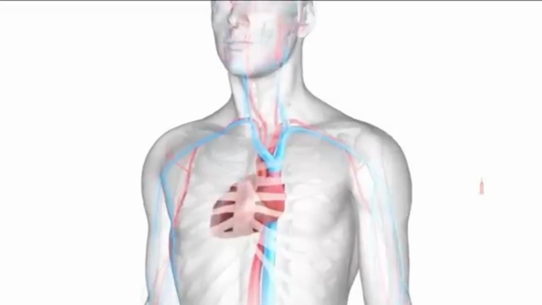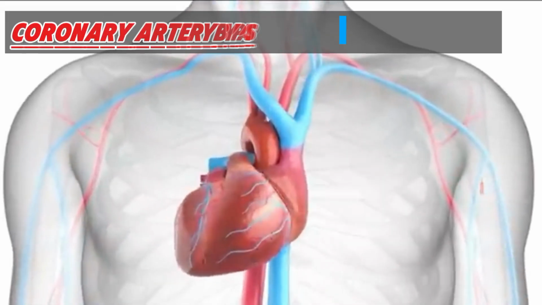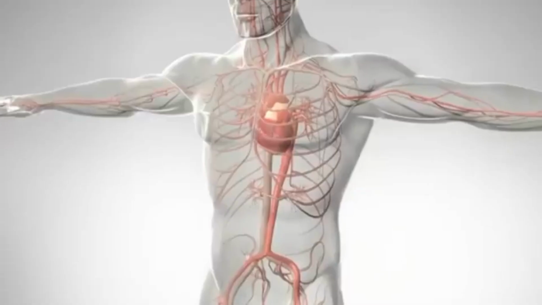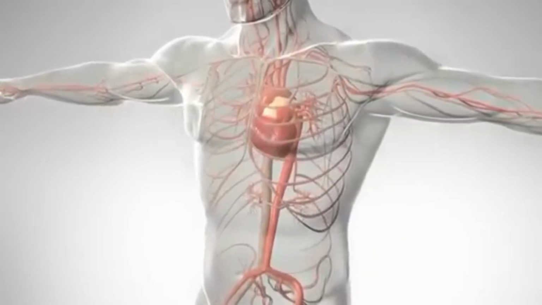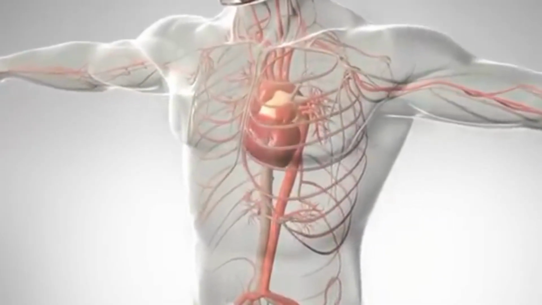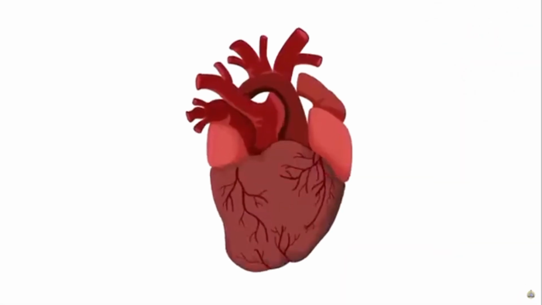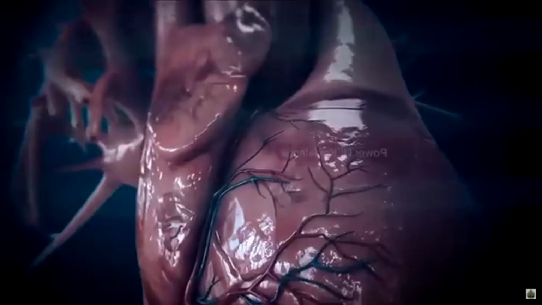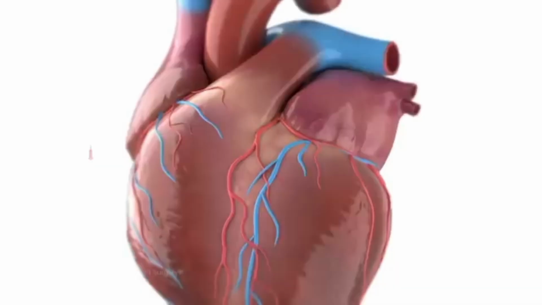Now, let's look at open heart surgery for coronary artery bypass grafting, CABG, one of the most common open heart procedures. The heart is a powerful muscular organ that pumps blood throughout the body. Like every other organ, the heart itself also needs a constant supply of oxygen and nutrients. This blood supply is provided by the coronary arteries, which run along the surface of the heart.